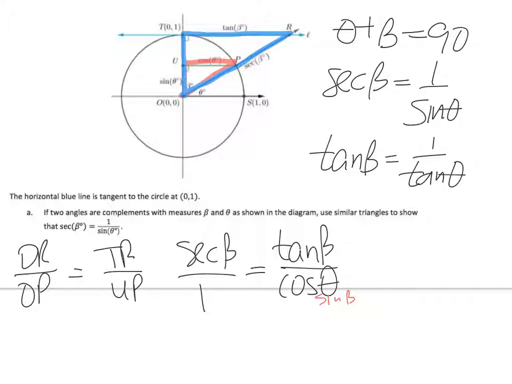We can write secant beta equals sine beta over cosine beta, which is tangent, over cosine theta. All I did so far was change tangent beta into sine beta over cosine beta, and I kept cosine theta the same.